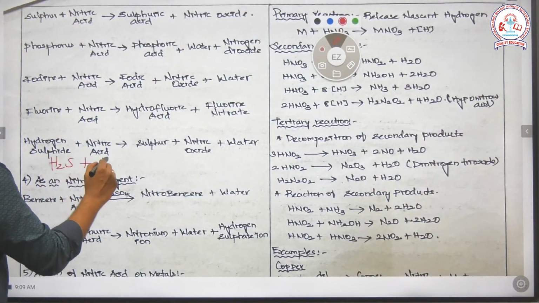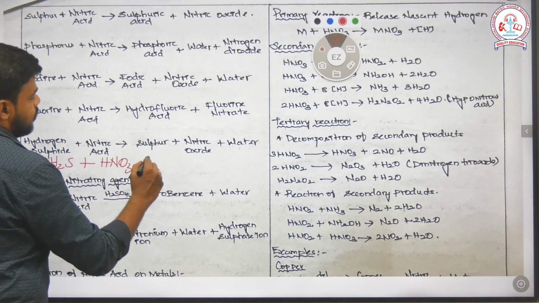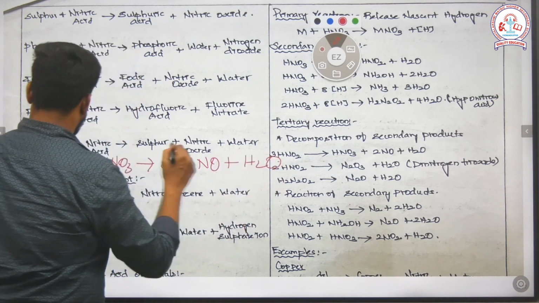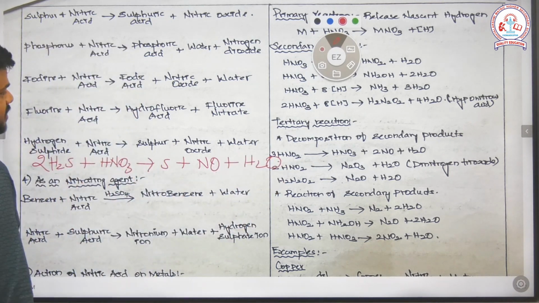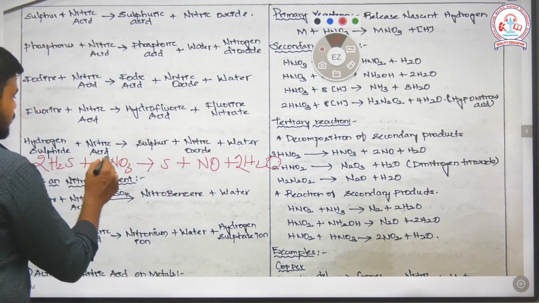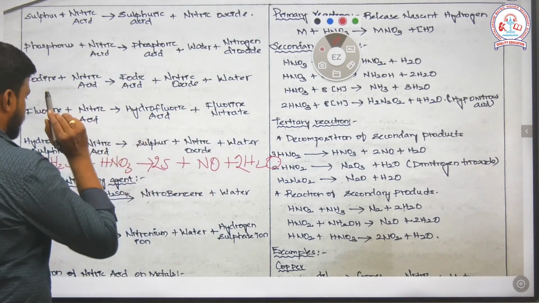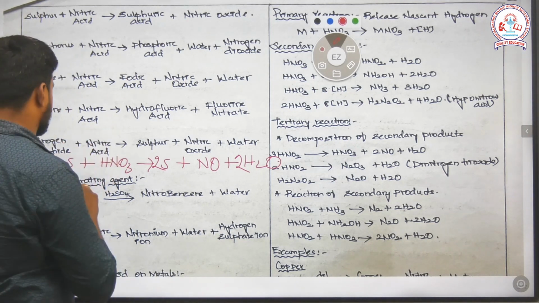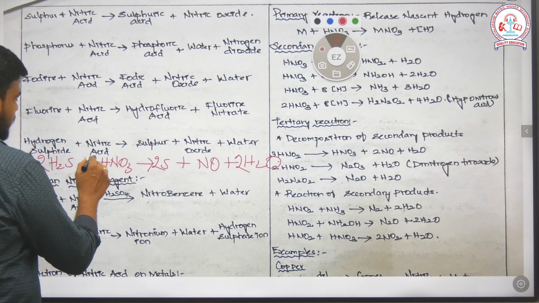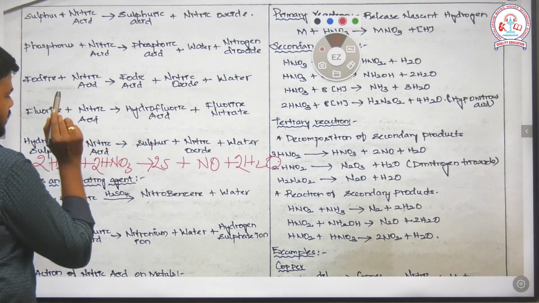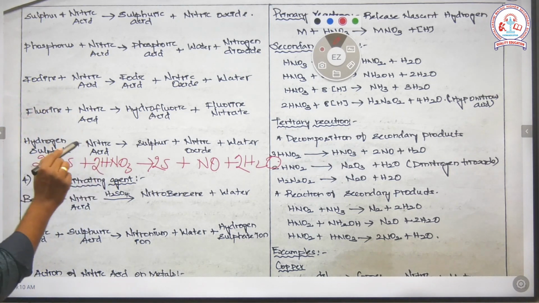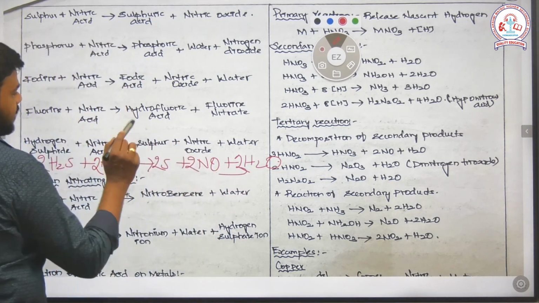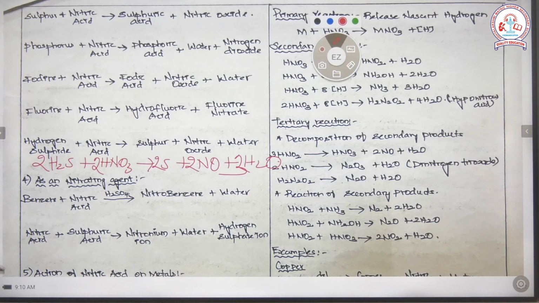H2S reacts with HNO3 to form sulfur plus nitric oxide plus water. If I make it 2 here, hydrogen becomes 4, sulfur becomes 2, nitrogen becomes 1. Hydrogen here is 5, there it is 4. So no other go, I have to multiply it further. If I multiply it likewise, hydrogen becomes 6, so I will make it 3 here. So nitrogen becomes 2, so I will make it 2 here. There it is 6, there it is 4.